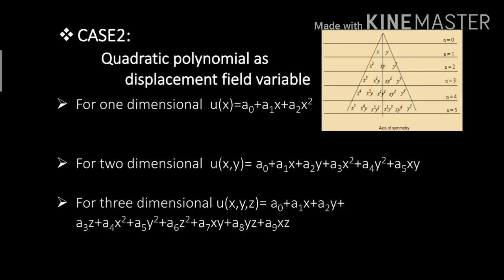Case 2, quadratic polynomial as a displacement field variable. For one dimensional, u of x is equal to a0 plus a1x plus a2x squared. For two dimensional, u of xy is equal to a0 plus a1x plus a2y plus a3x squared plus a4y squared plus a5xy. For three dimensional, u of xyz is equal to a0 plus a1x plus a2y plus a3z plus a4x squared plus a5y squared plus a6z squared plus a7xy plus a8yz plus a9xz.